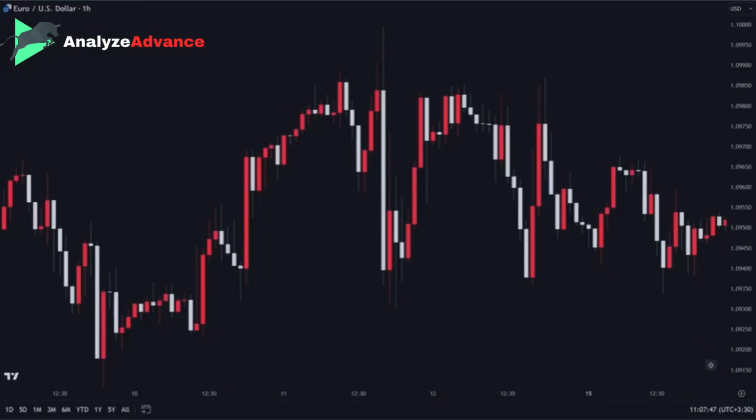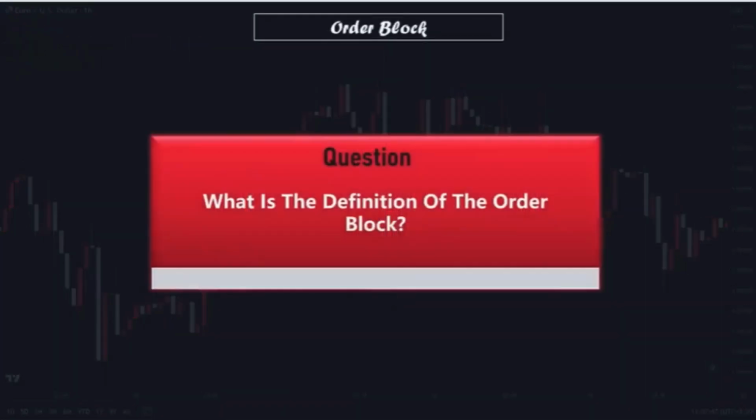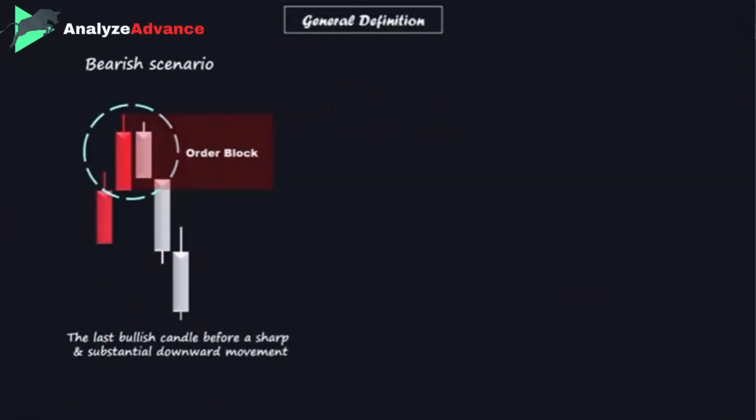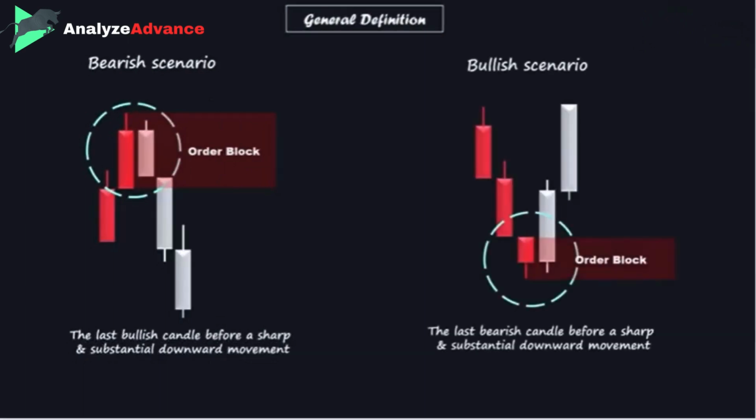Let's dive deep into the details of the order blocks and see what is the exact definition of the order block. In the bearish scenario, order block refers to the zone corresponding to the last bullish candle before a sharp and substantial downward movement that generates a valid break of structure. Similarly, in the bullish scenario, it refers to the area corresponding to the last bearish candle before a sharp and substantial upside movement that forms a valid bullish break of structure.